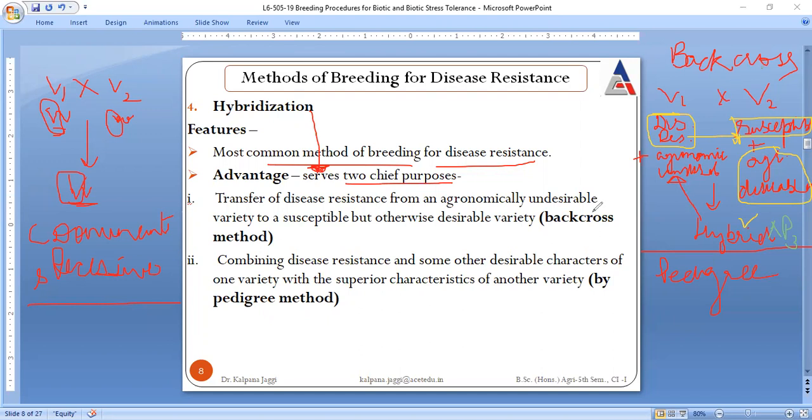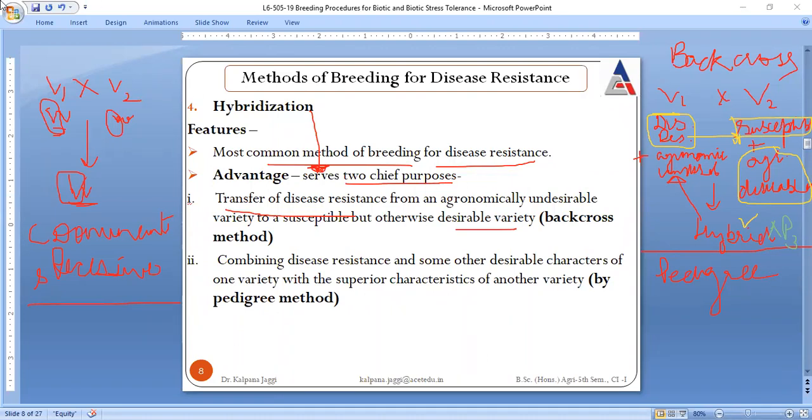The purpose of the backcross method is that it helps in the transfer of the disease resistant gene from an undesirable variety to the desirable variety. So this is said to be the backcross method. This is one of the objectives of hybridization.